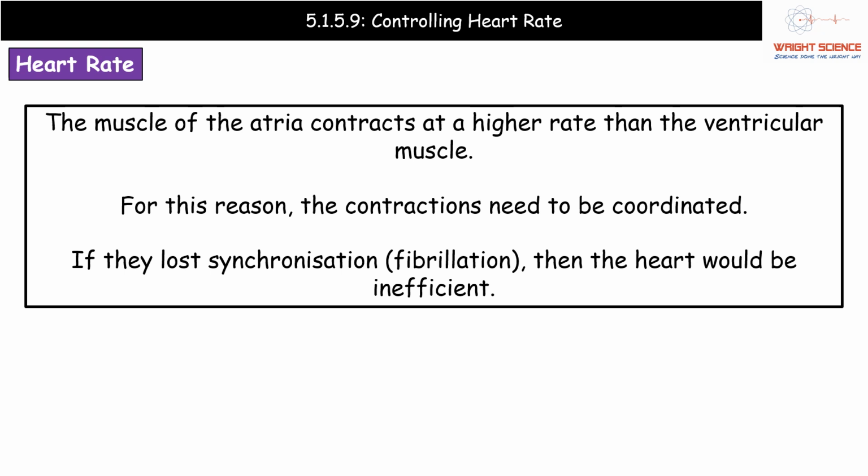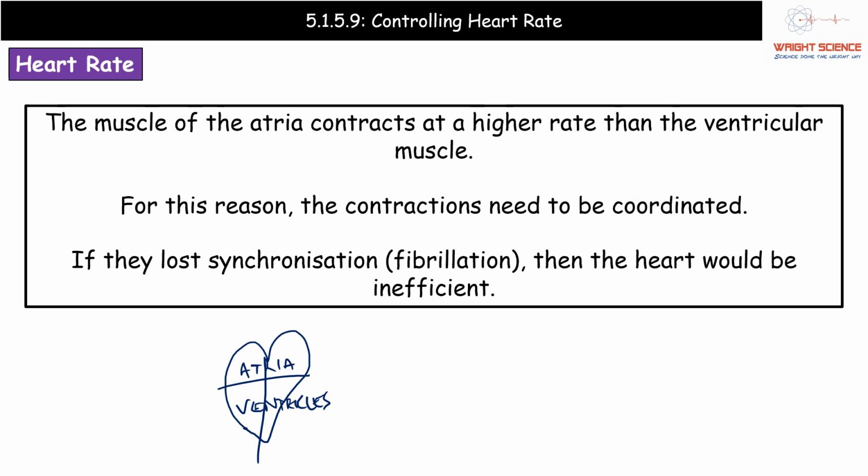When it comes to that contraction, when we're talking about the structure of the heart, remember, we've got four chambers. So let's draw the super simple heart. There it is. And if we divide it up, we've got four chambers. At the top are the atria and at the bottom are the ventricles. What we find is that the muscle of the atria contracts at a higher rate than the ventricular muscle. So we have to have coordination.